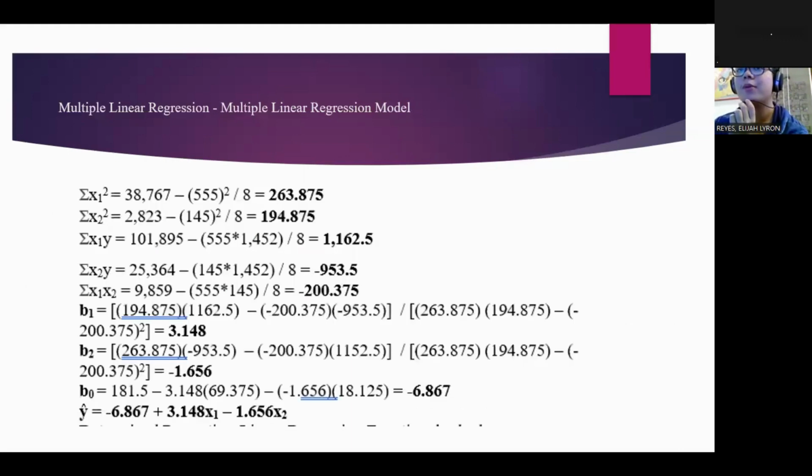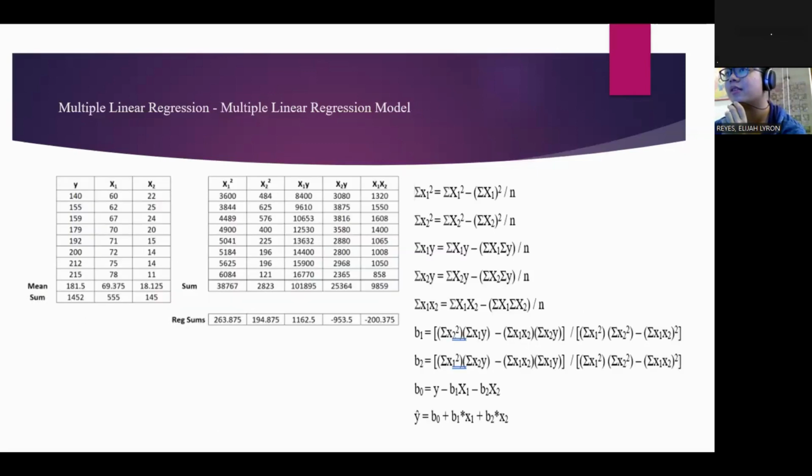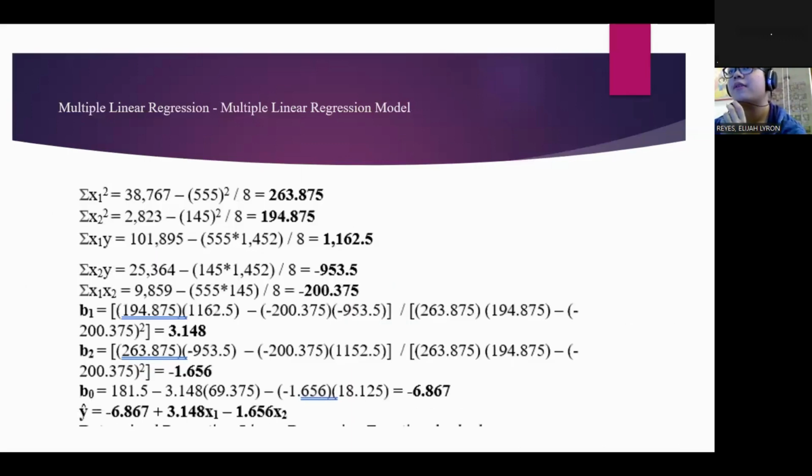So here we have our computation for our givens earlier. So we have summation of x1 squared is equal to 38,767, which is the sum for x1 squared, minus 555 squared all over 8, giving us a value of 263.875. Summation of x2 squared is equal to 2,823 minus 145 squared all over 8, gives us 194.875.